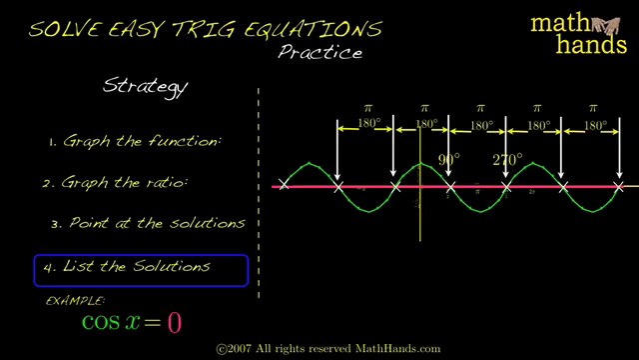The pattern is easy to recognize here as well. They're all 180 degrees apart, or pi radians apart. So you would describe the solutions as 90 degrees. X could be 90 degrees plus an integer multiple of 180. Or in radians, a similar thing. And that's it. We're on a roll now, let's take a look at another example.